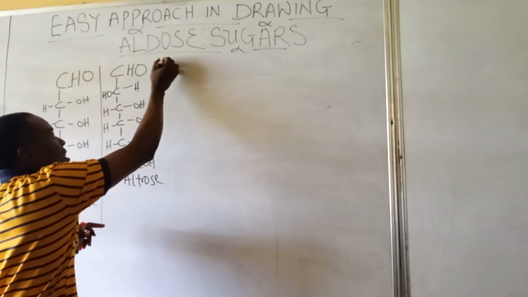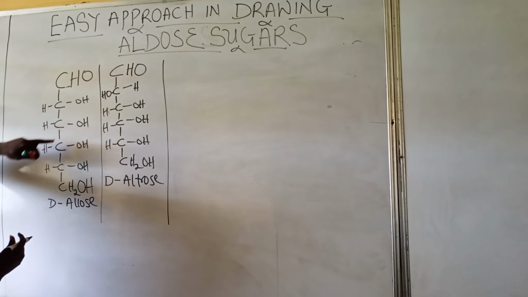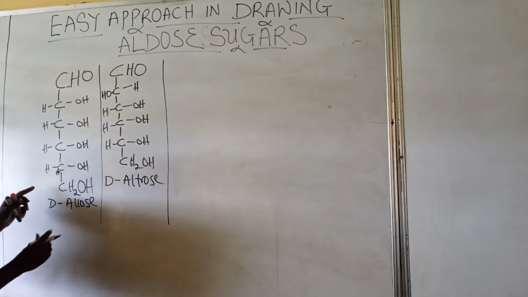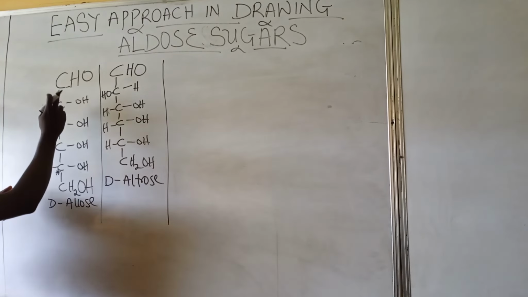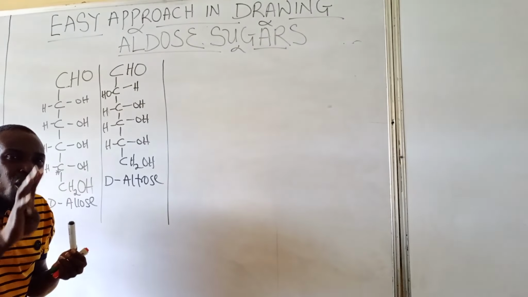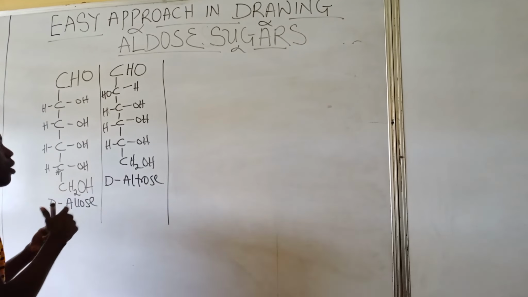So I'll demarcate it again. You see how heavy it is. Remember that you don't touch this last chiral center, because for an aldohexose, you have 4 chiral centers. Take note. So we continue.